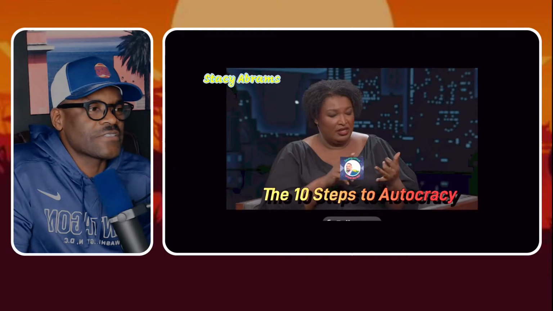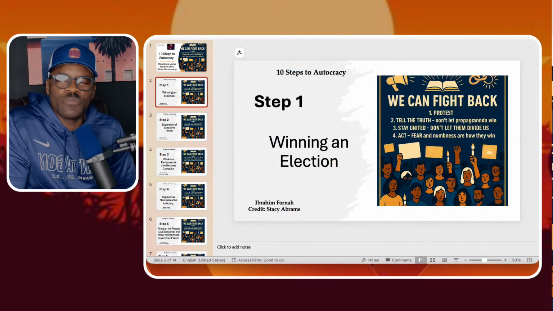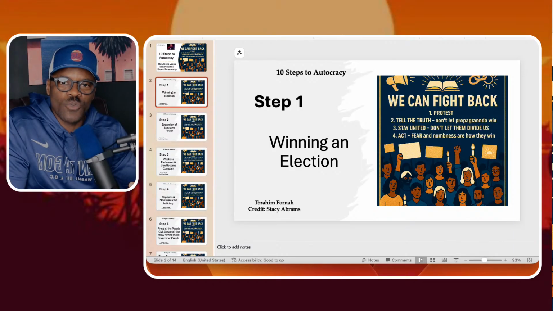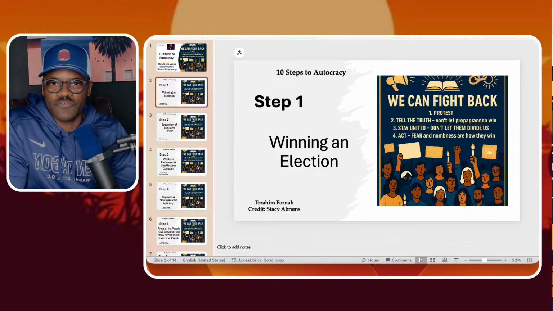So you guys can see exactly what we're talking about. Step number one is winning an election. So what happened in Sierra Leone? Julius Maada Bio won the elections, right? In 2018, he came to power. That was the first step.